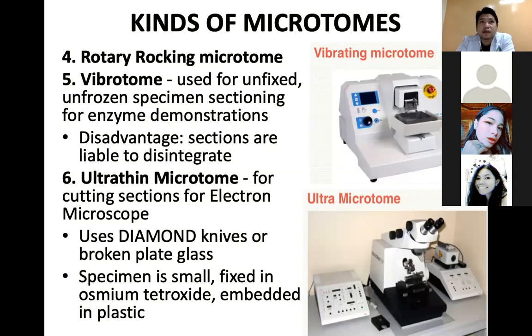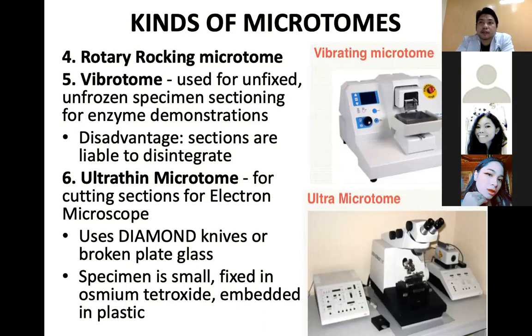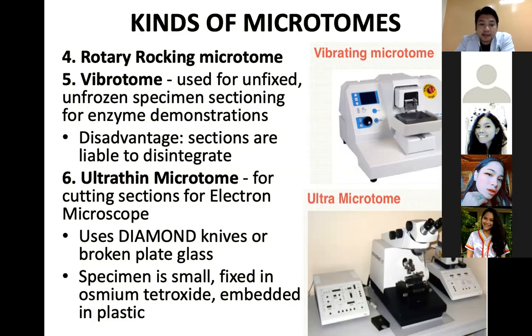Before, we had different false assumptions about different types of cells because of cutting different tissues thickly. With the invention of the ultra thin microtome, they banished those theories. The ultra thin microtome uses diamond knives or broken plate glass. The specimen is small, fixed in osmium tetroxide, and embedded in plastic.